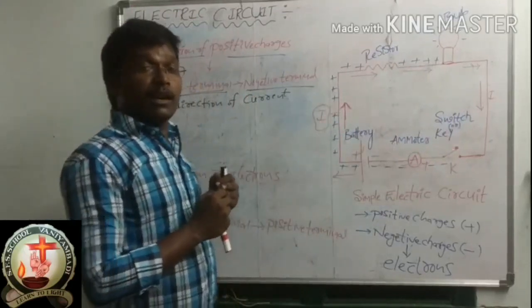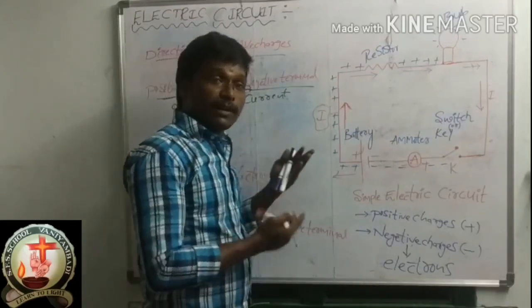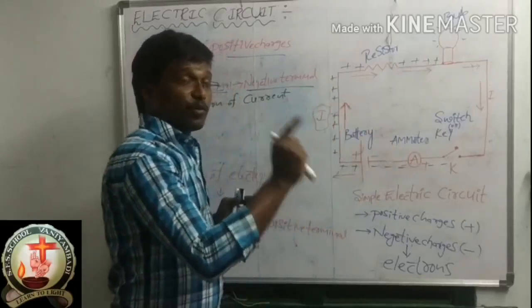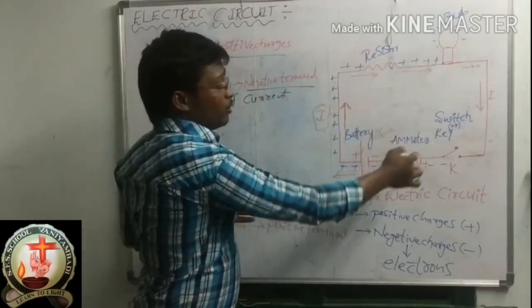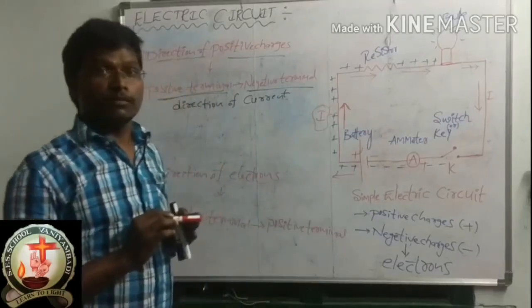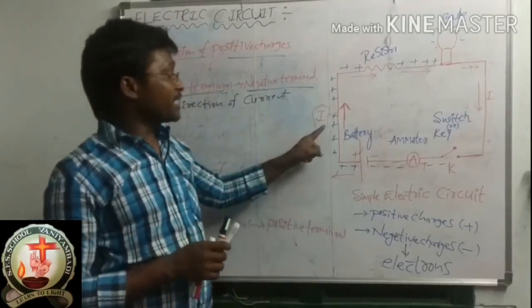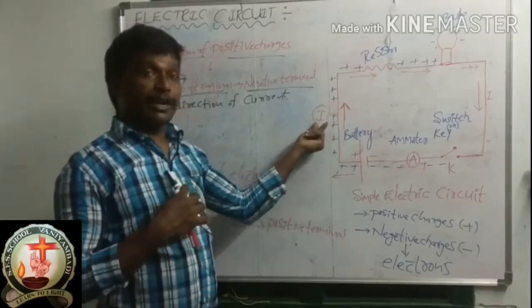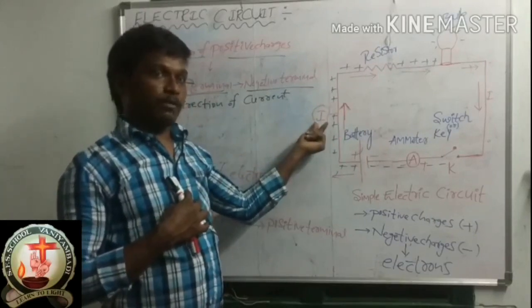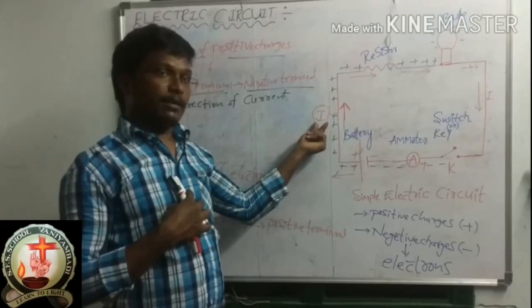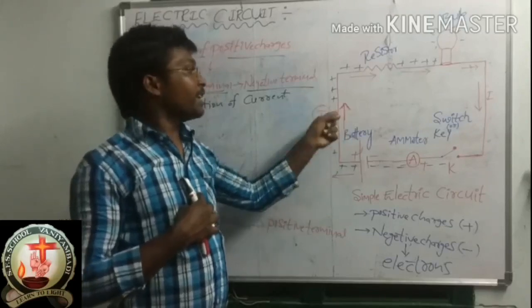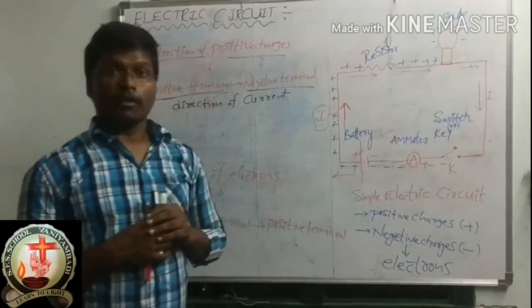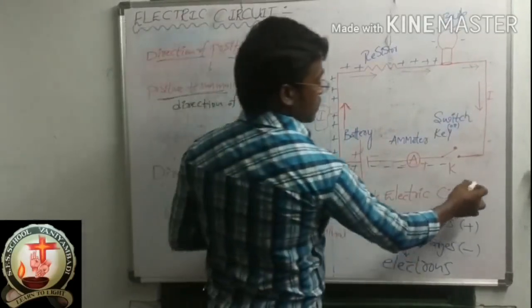Why am I saying the direction of the current is positive terminal to negative terminal? Because positive charges are moving from the positive terminal of the battery to the negative terminal. Okay. So that current direction I indicated with this arrow mark, and we know this current we should indicate with the term capital I. So current is indicated by capital I, and direction is indicated by the arrow mark. Okay, and finally it is here.